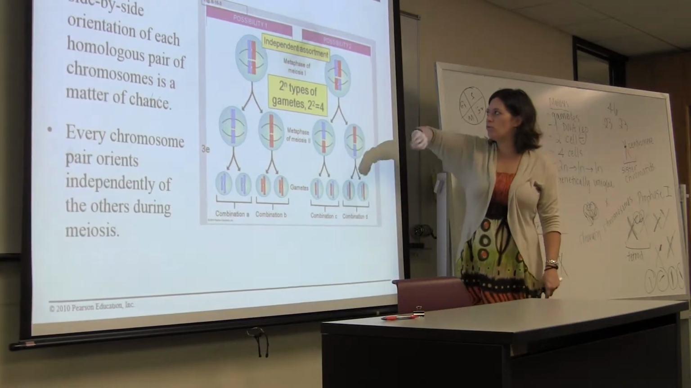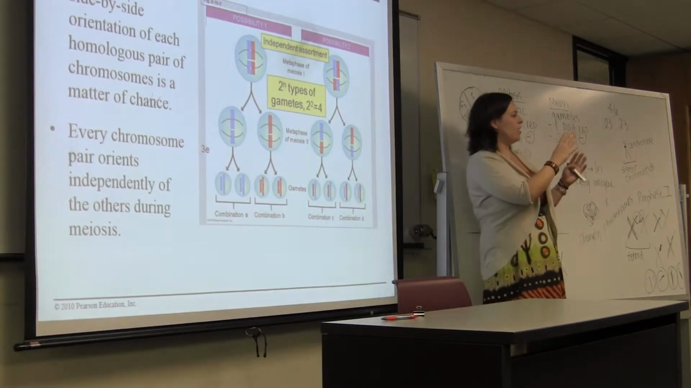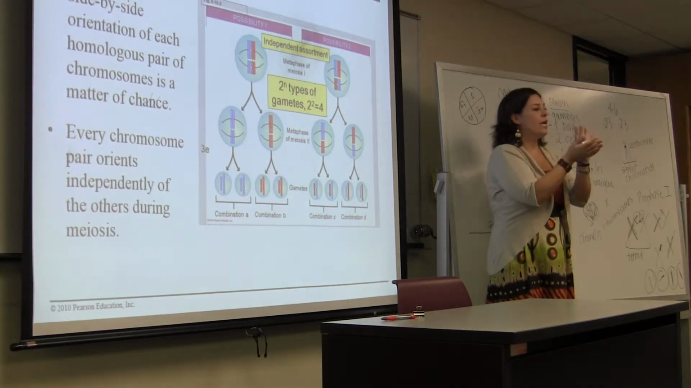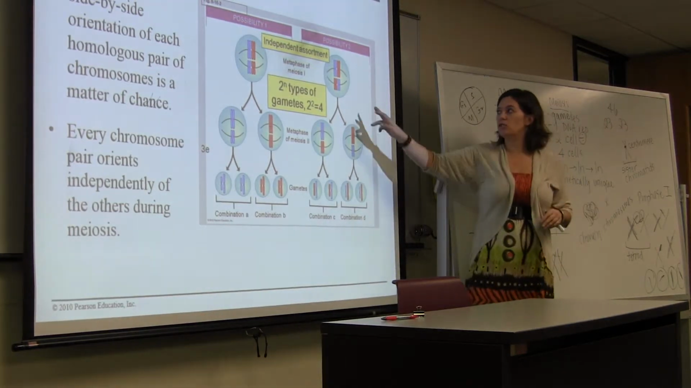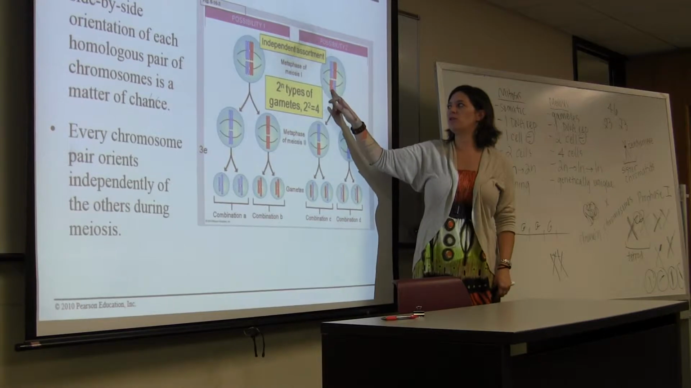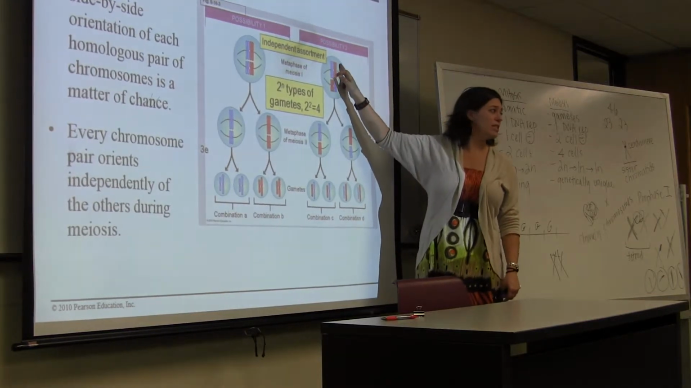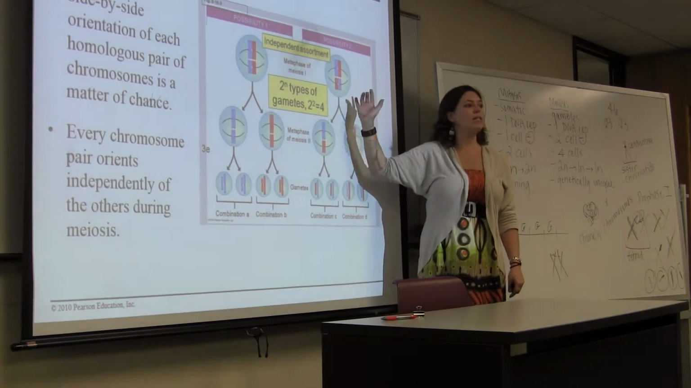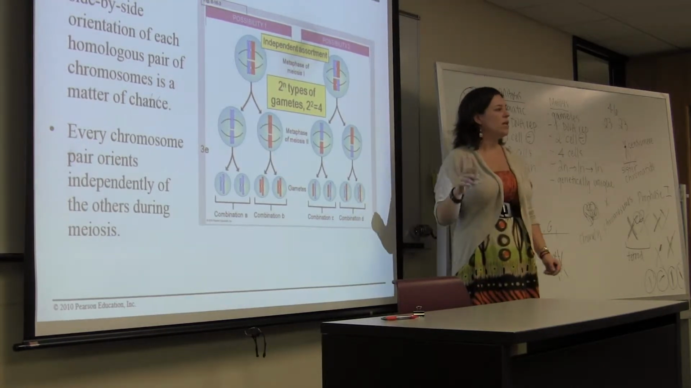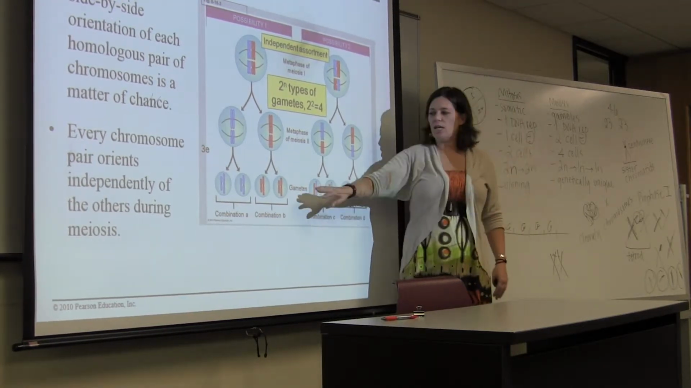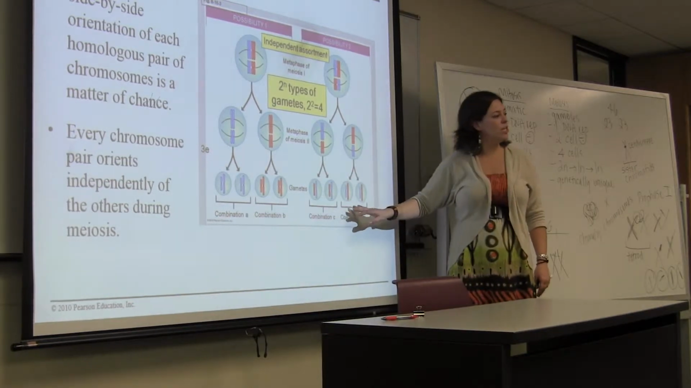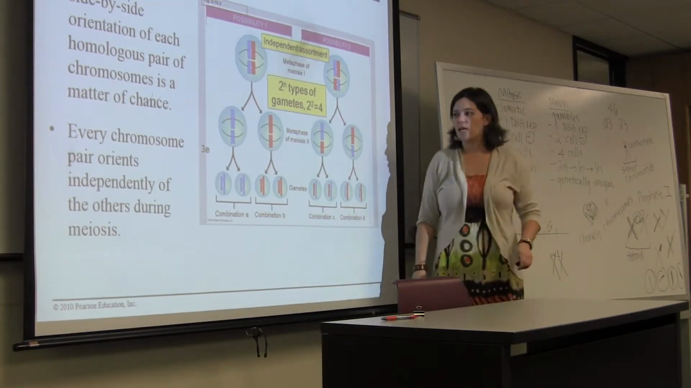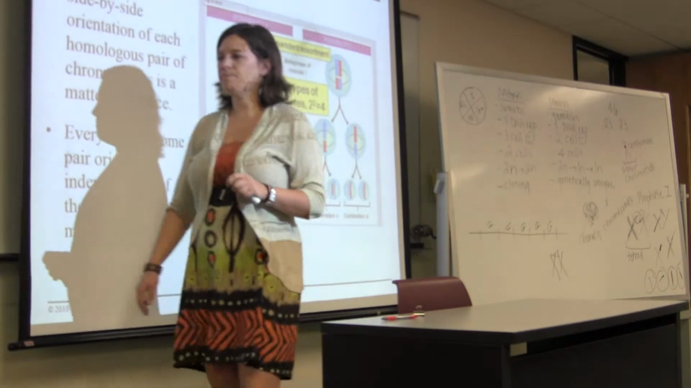And so every chromosome pair is going to orient itself just completely random and without respect to the other chromosomes. So this set of chromosomes doesn't care what these guys look like. It's only worried about itself. And so it'll just arrange randomly. It's just a total random process. And so again, that's a different way to introduce genetic diversity into your gametes.